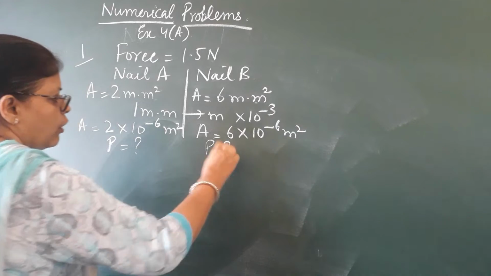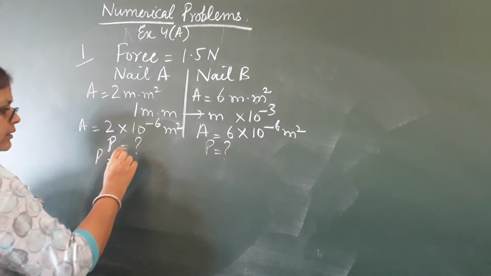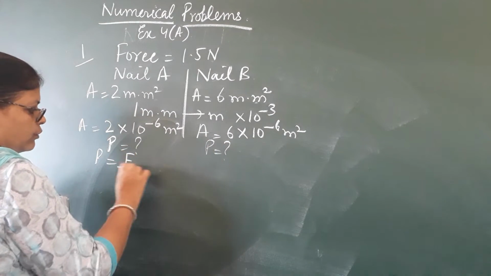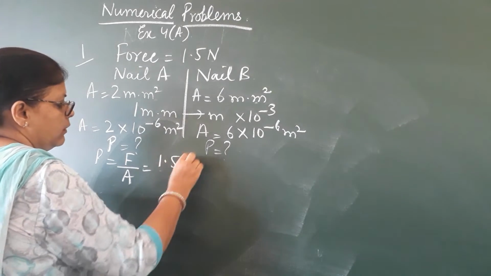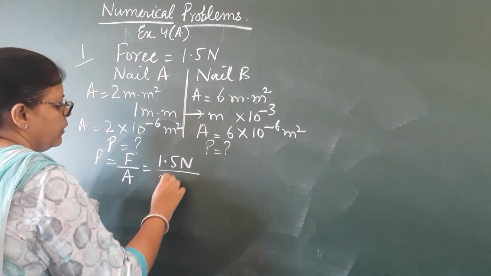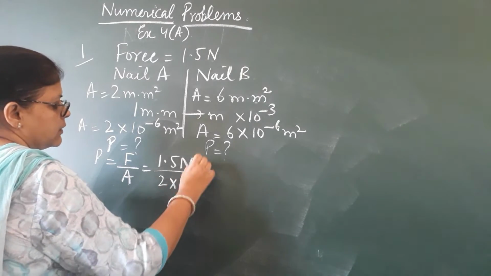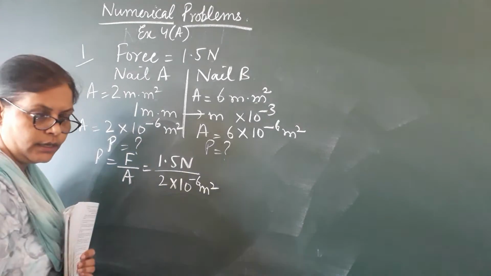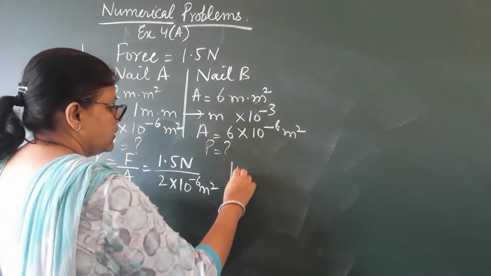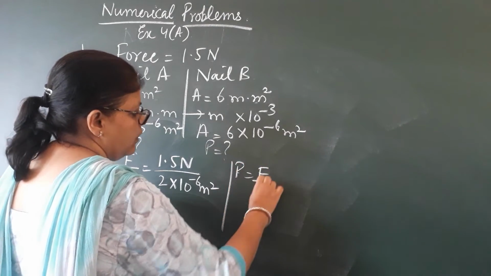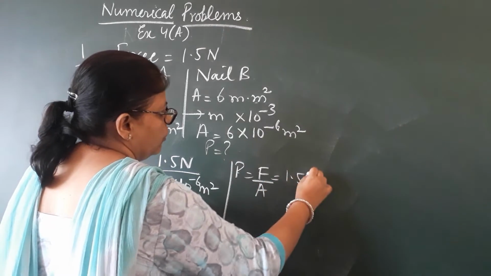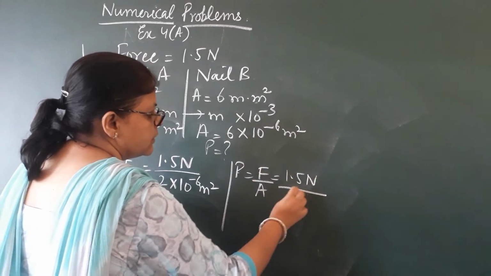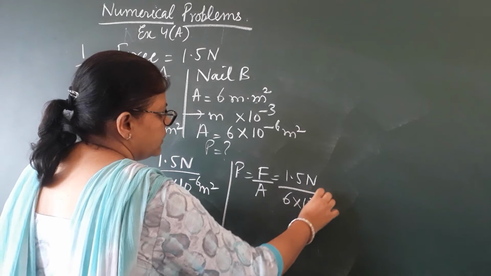Now what's the formula for pressure? Pressure is thrust upon area, or you can say force upon area. Let's put the value. Force is 1.5 newton, area is 2 into 10 to the power minus 6 square meters. Similarly on this side, what is the formula? Force upon area. What are the values? Force is 1.5 newton and area is 6 into 10 to the power minus 6.